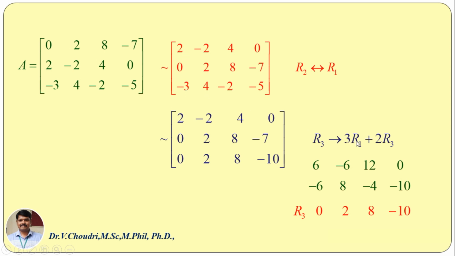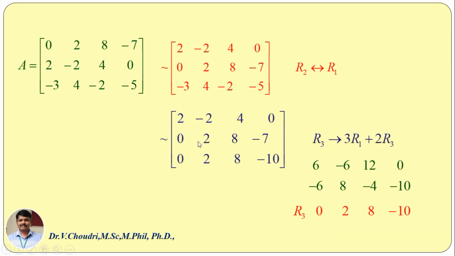So for the entire R1 and R3 we do the same thing. So 3 into R1, what happened? 6, minus 6, 12, 0. And 2 into R3: minus 6, 8, minus 4, minus 10. Okay, adding these two, what happened? 0, 2, 8, minus 10... 0, minus 6 plus 6, 8 plus 4 is 12... so substitute here, replace R3 by this value 0, 2, 8, minus 8.